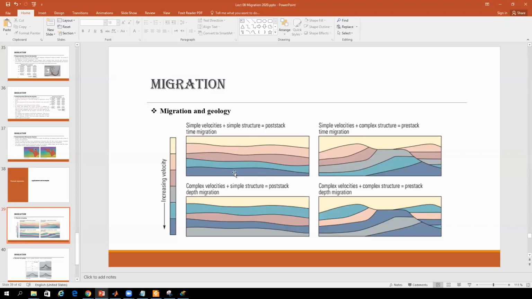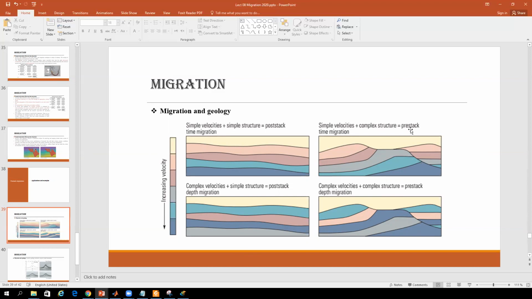But when things start to be complicated, like complex velocity, where the velocity is not following the normal increase but will increase and decrease, this will create a problem for the migration, and especially for post-stack time migration. So we will use post-stack depth migration. When we have discontinuities, then here we will need to have dip corrections, DMO and pre-stack migration.